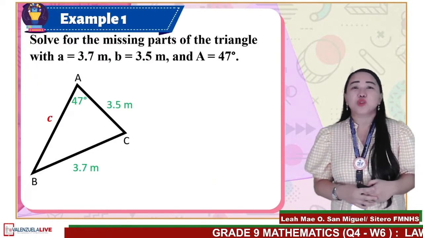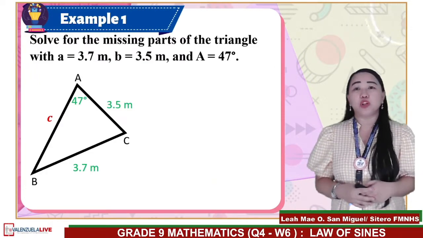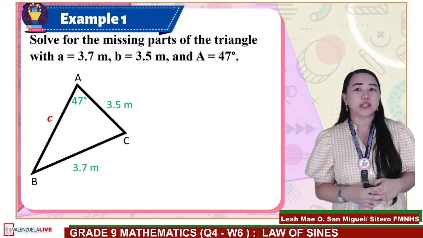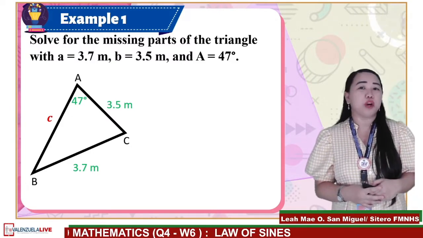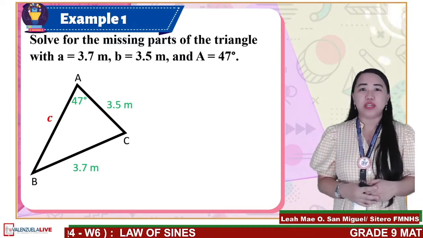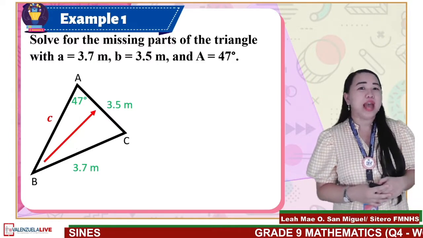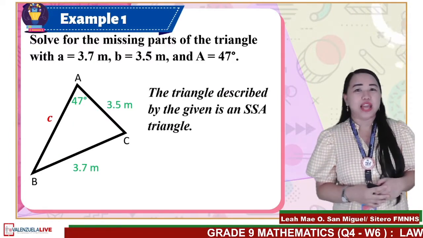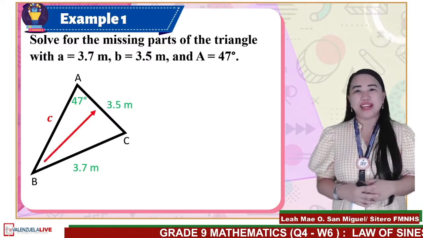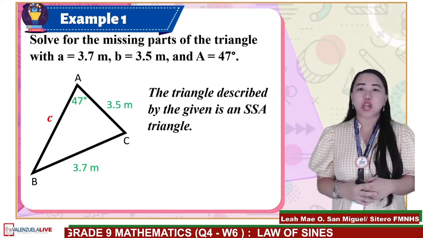Number 1, solve for the missing parts of the triangle with A is equal to 3.7 meters, B is equal to 3.5 meters, and angle A is equal to 47 degrees. The length of side A and its opposite angle is given, and the length of side B is given. The triangle described by the given is an SSA triangle.